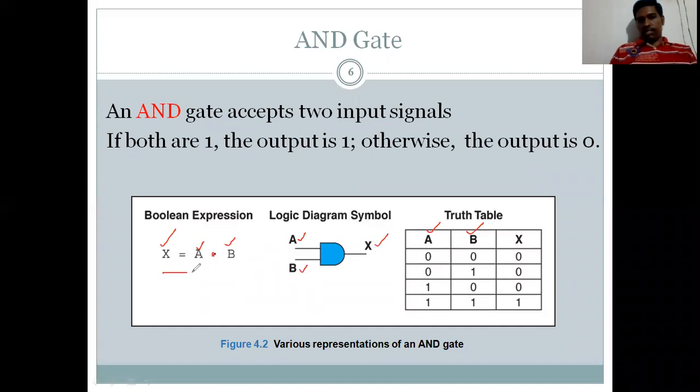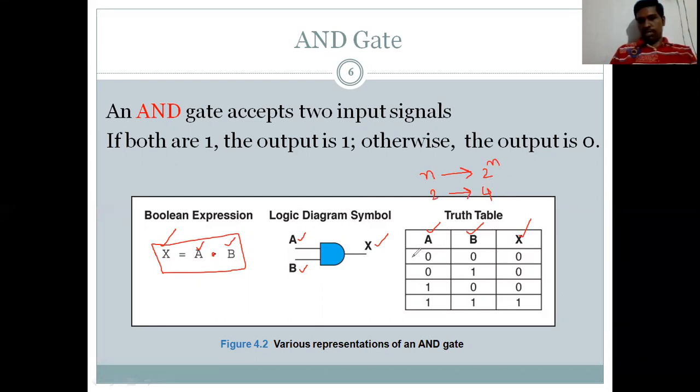Therefore, X is equal to A into B is the output expression for AND gate. So you write X as your output column. Now, as we have n number of input literals, you will have 2 power n combinations. Likewise, I am having two inputs here, A comma B. So substitute 2 here, then I will get the answer as 2 square is 4. I will have 4 combinations.